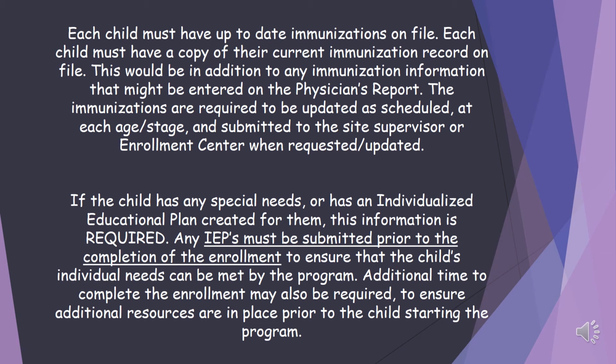Each child must have up-to-date immunizations on file. Each child must have a copy of their current immunization record on file. This would be in addition to any immunization information that might be entered on the physician's report. The immunizations are required to be updated as scheduled at each age or stage and submitted to the site supervisor or enrollment center when requested or updated.